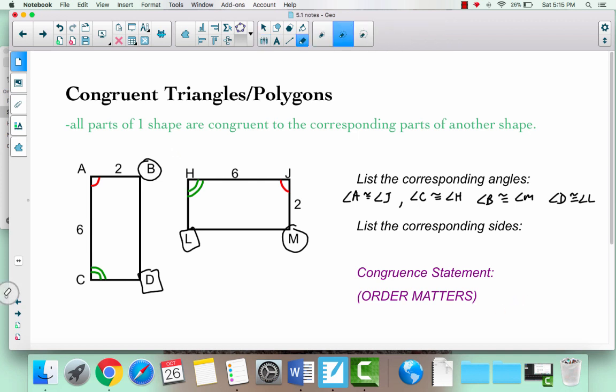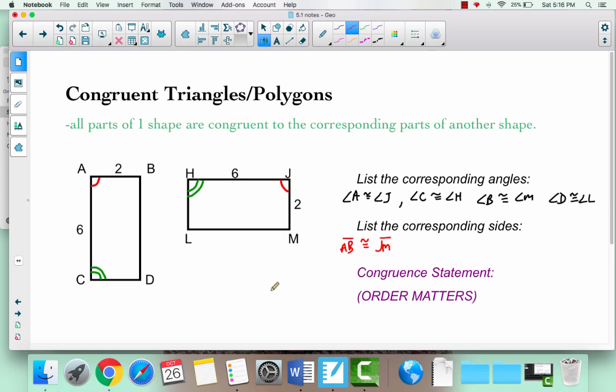We can do the same thing with the sides. If we look at the side lengths, we can match those up. We could start with side AB. It's a length of 2. So its corresponding side would have to be side JM. Notice that as I write my sides, I'm going in the same order. A came first, so J has to come first because they were corresponding, and so forth. So now let's look at the longer side from A to C. So side AC would have to be congruent to side JH.